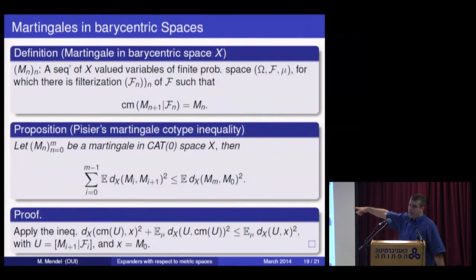Instead of taking the expectation, I'm replacing the expectation with the abstract notion of center of mass. And in CAT(0), where the center of mass is unique, we actually get this martingale inequality, which is called the Pisier martingale cotype inequality. This is its name. It says that if you look at the martingale, then the square distance between the end and the beginning is at least the sum of the martingale differences squared.